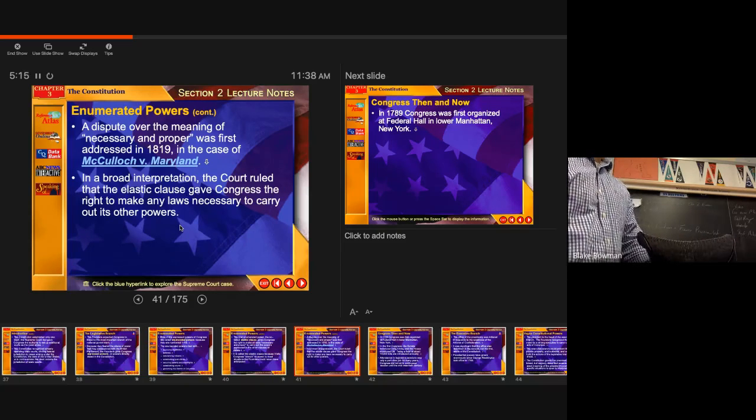Okay, so we already talked about the necessary and proper clause pretty well. We understand that it's a delegated power, that the national government has these powers that aren't specifically stated in the Constitution. And we know what the legislative branch is made up of: two houses, right? That bicameral legislature. We have the House of Representatives and then the Senate.